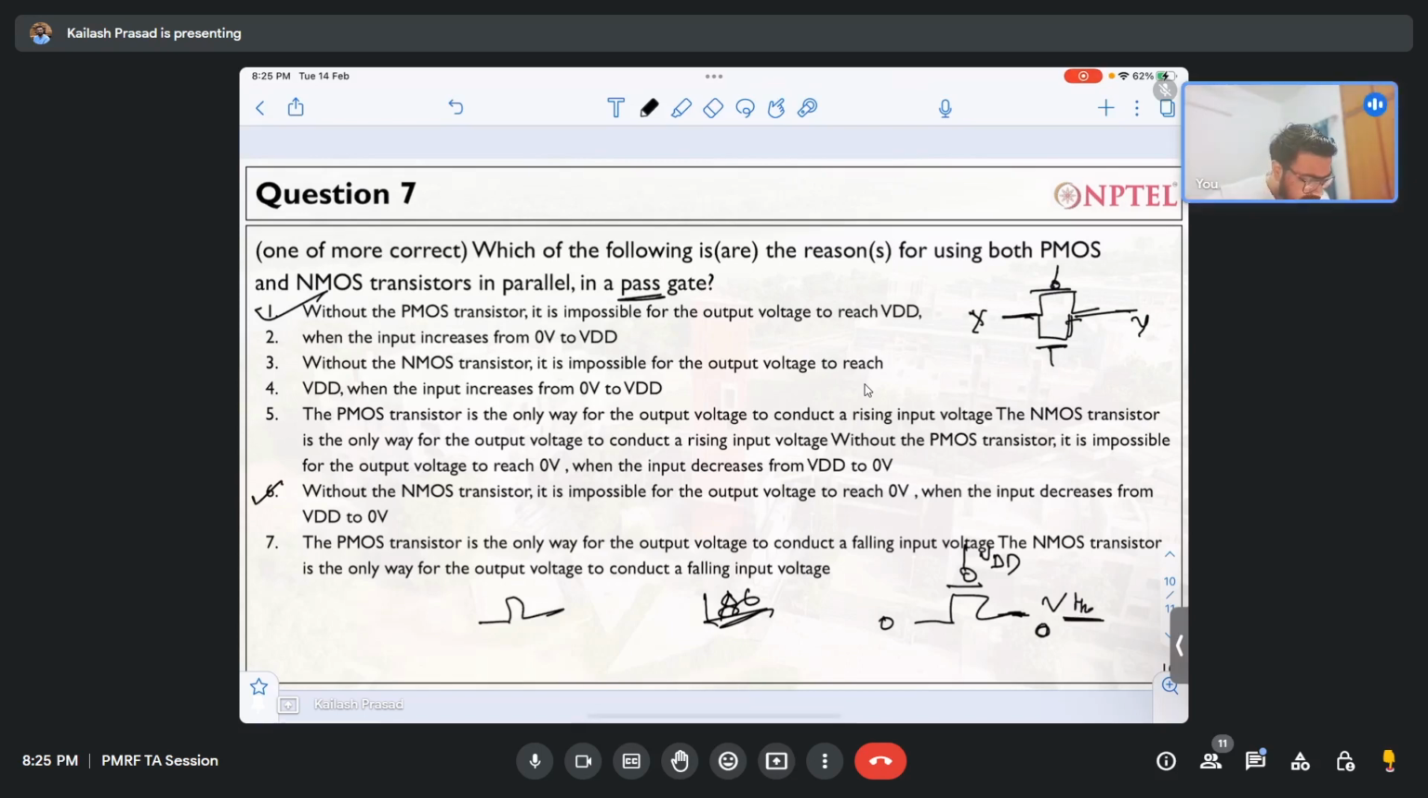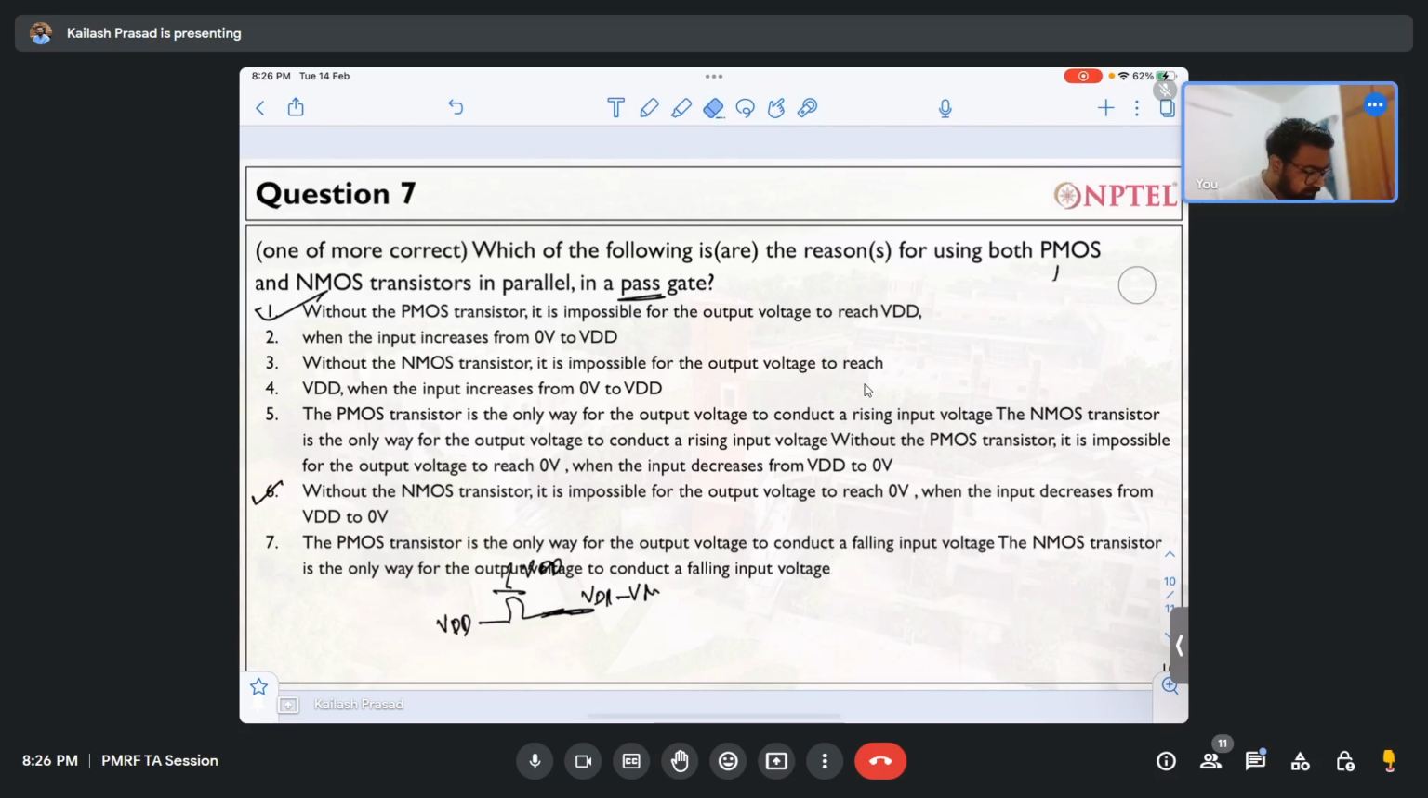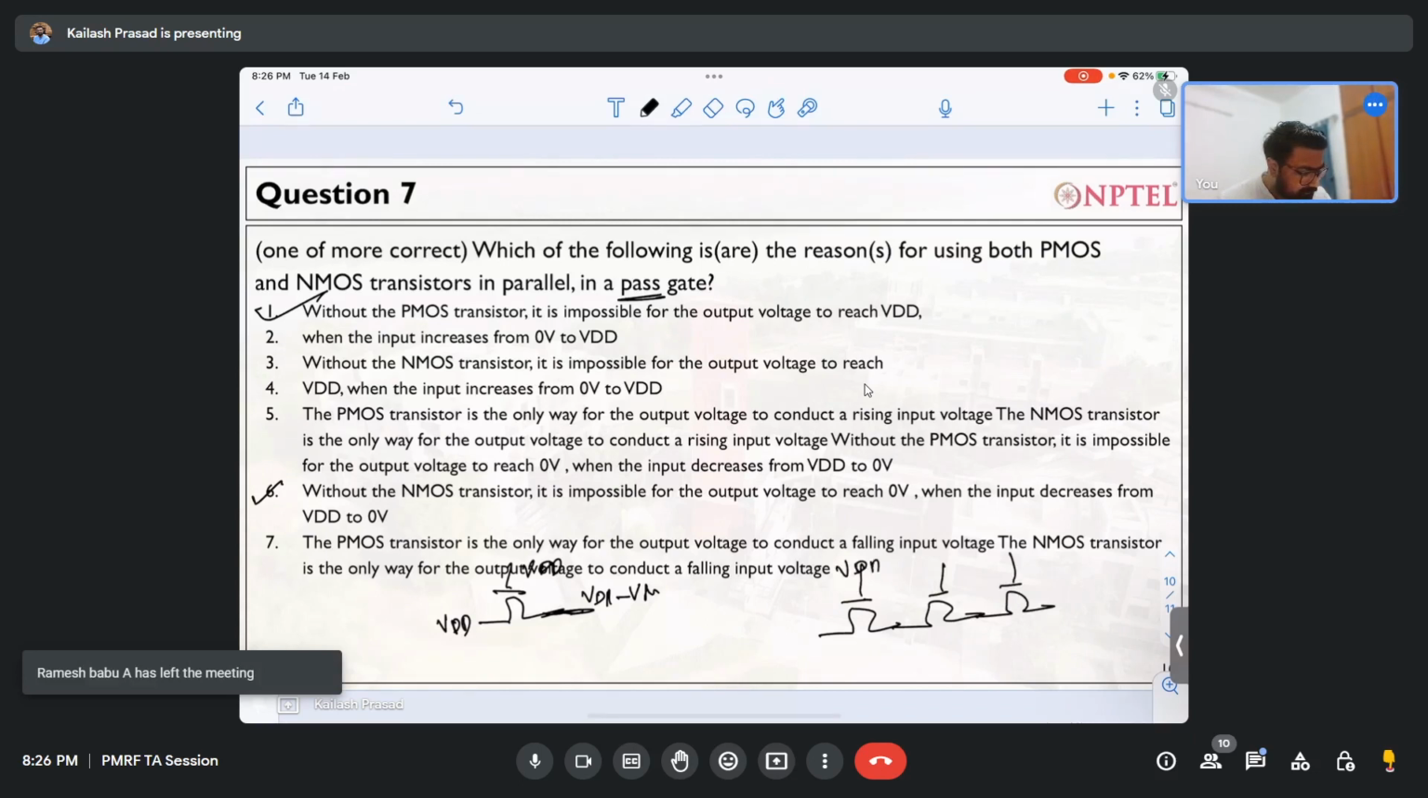Now I have a follow-up question. If it is an NMOS and here it is VDD and the input is also VDD, what will be the output? VDD minus VT. Yes, this is correct. Let me take some more follow-up questions. I will make it like this: this is my NMOS, three NMOS, VDD, VDD, VDD, and here it is VDD. So what will be the output?